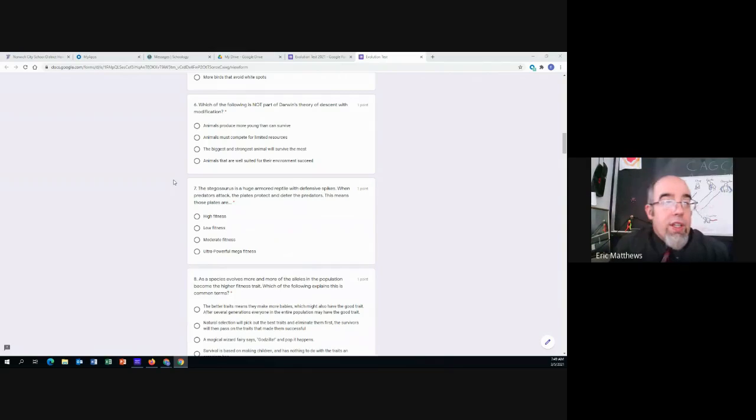Number 7, the Stegosaurus is a huge armored reptile with defensive spikes. When predators attack, the plates can protect and deter the predator. Deter means to deflect, to push the predator off, to convince it this is not a good idea. This means that those armored plates are high fitness, low fitness, moderate fitness, or ultra powerful mega fitness?